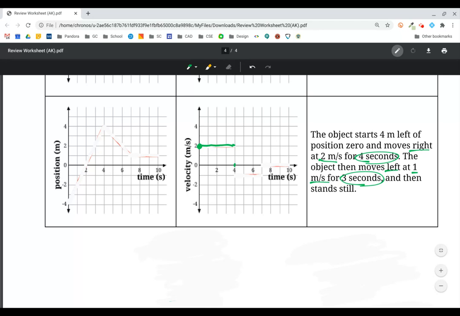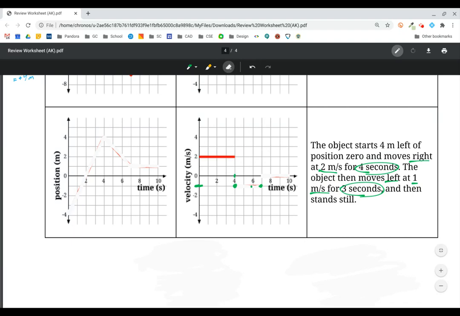Then the object moves to the left, so we're going to have a negative velocity, and it does so at 1 meter per second, which this is where negative 1 meter per second is. And it's going to be for 3 seconds. So we're starting at 4, going to 5, 6, 7 seconds. And so we'll see our first 2 sections of our velocity time graph. And then for the last 3 seconds, it stands still, which is a velocity of 0.